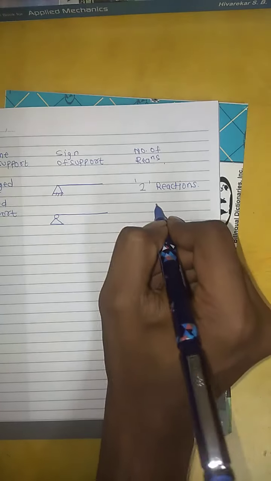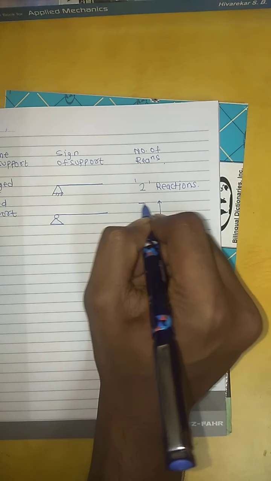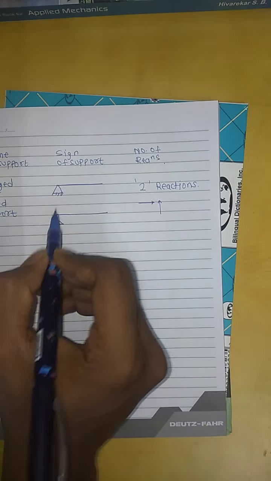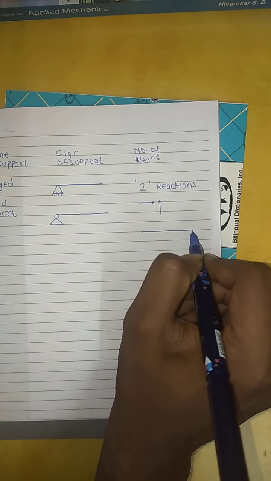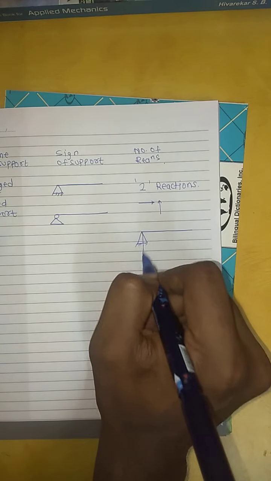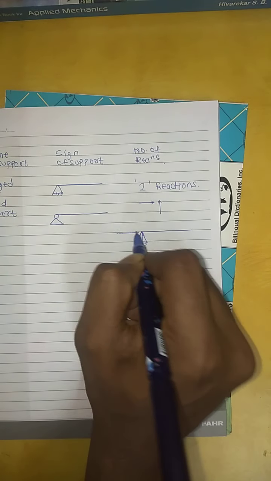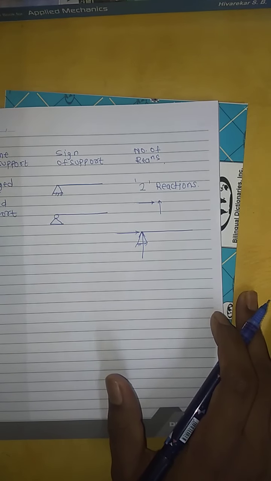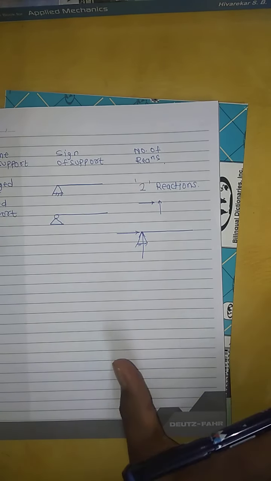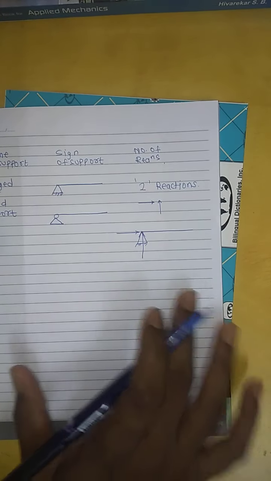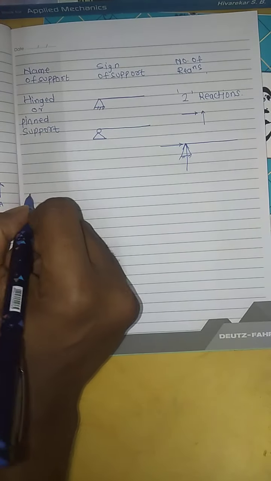One reaction will be vertical and one reaction will be horizontal to the support. For example, this is the support, this is the beam, this is the pin support. Then the reactions will be one vertical, one horizontal. Okay, direction may be up or down, left or right, that is a different thing. Okay, so this is our third support, and we are going to see the last one, that is fixed support.